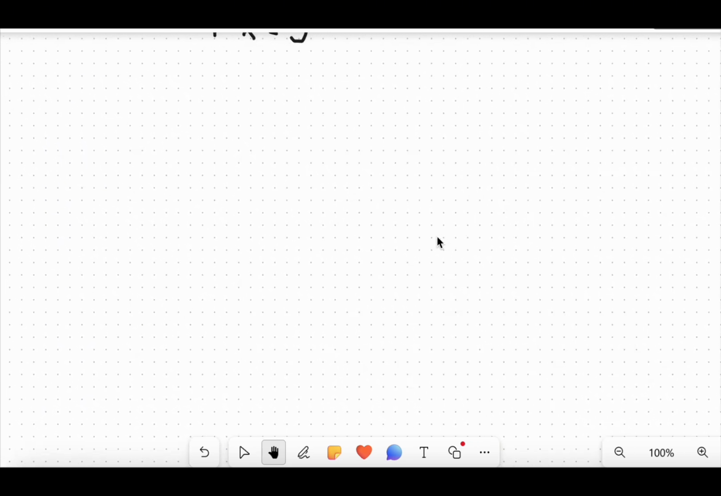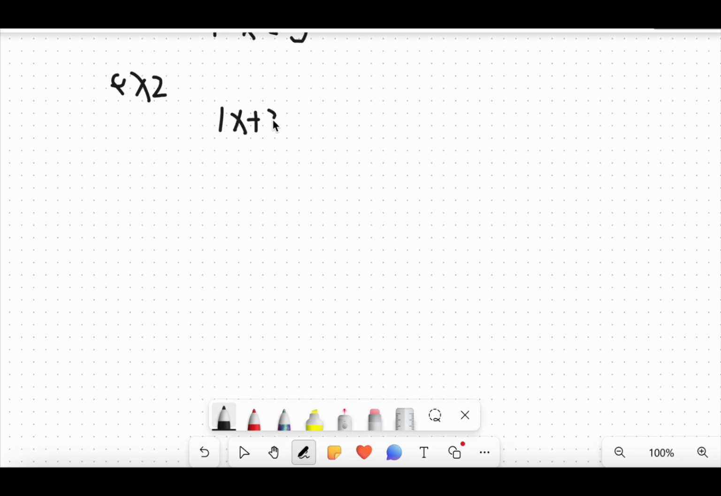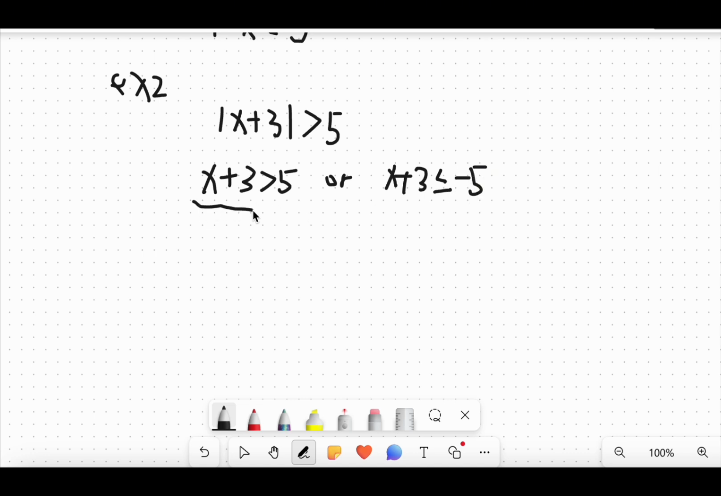Also, we can see the next example, example 2. The absolute value of x plus 3 is greater than 5. From the above rule, because it's greater than 5, it's outside of the range. So x plus 3 is greater than 5, or x plus 3 is less than minus 5. From this, we subtract 3 from the left and also from the right. We can easily get x is greater than 2.